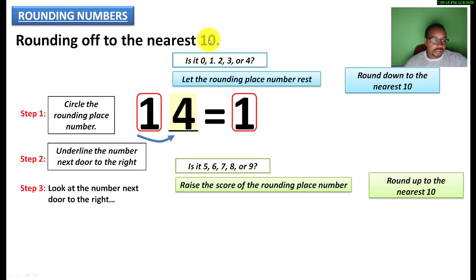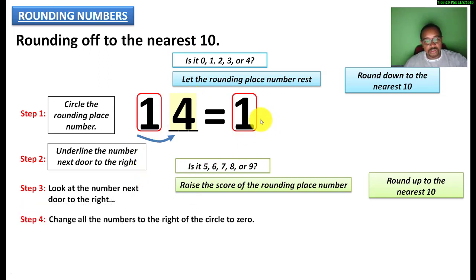And step 4 says, change all the numbers to the right of the circle. I mean to this right over here. That's the circled number, and to the right, all numbers over this side, whatever numbers, will change to a 0. There you go. So rounding off 14 to the nearest 10 using the rules, 14 to the nearest 10 is 10.